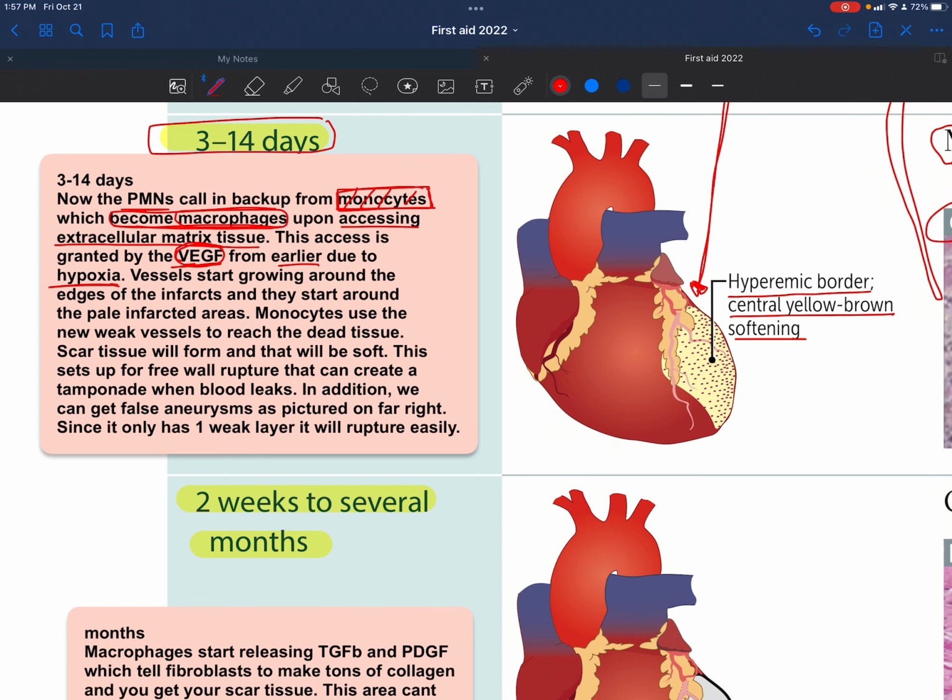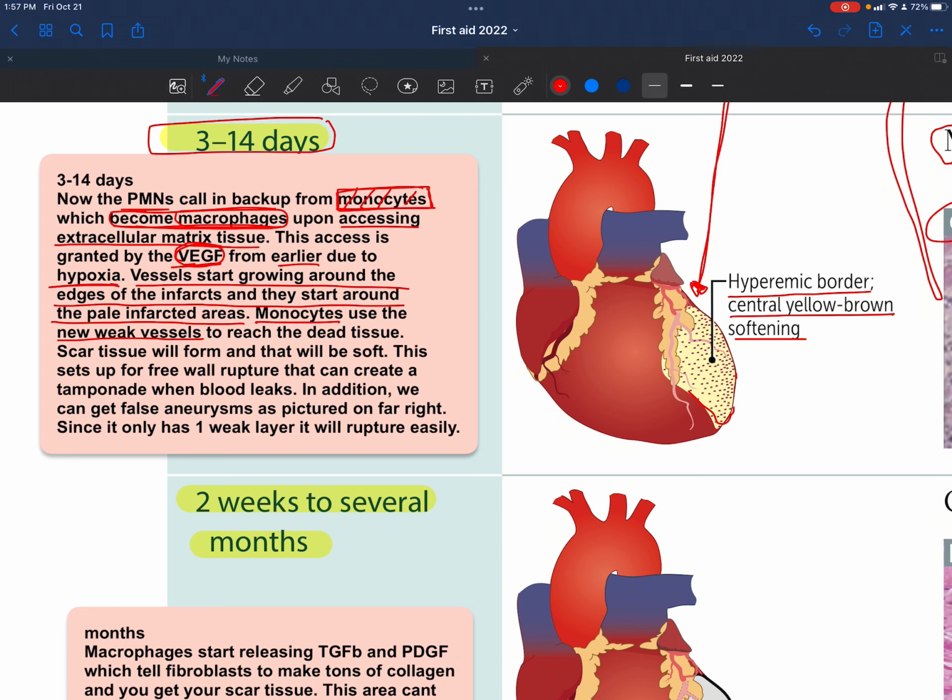So what happens is that, because we're not having blood, the vessels, or the system, need to find another way to give that infarcted area some blood. They just need to get blood to that area. So the vessels start growing around the edges of the infarct, around the pale infarcted areas. New vessels just try to move around over here to get to the infarcted area.